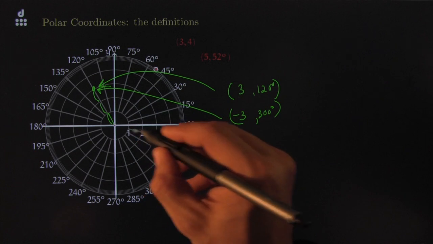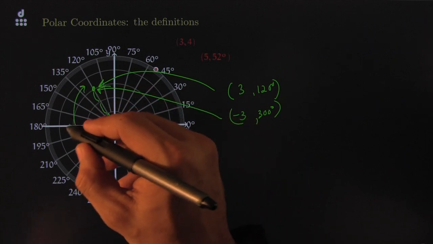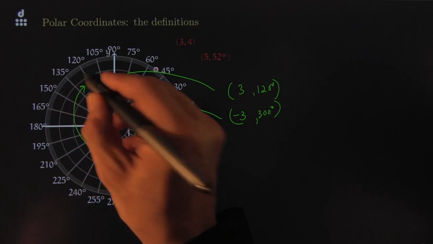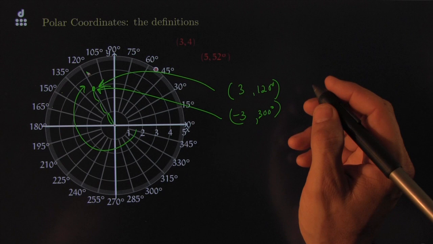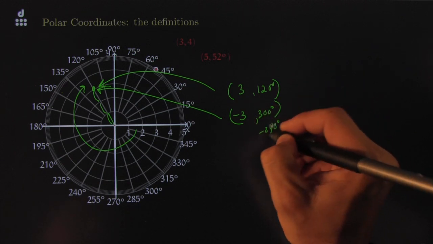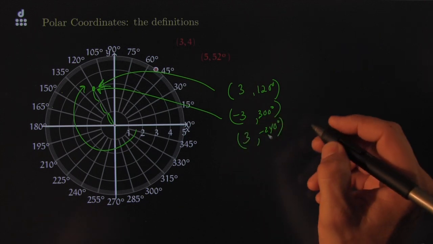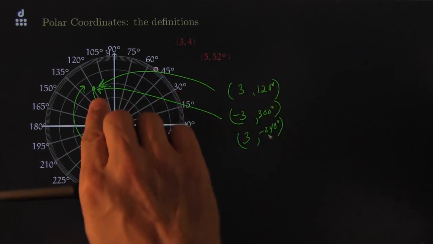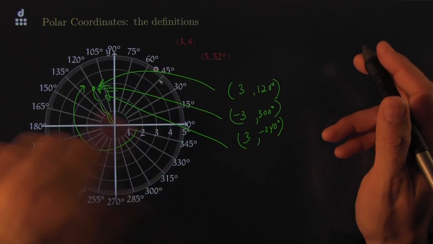And again, this would also work if you walk backwards. That would be 180 plus 30 plus 30 plus 30 plus 30. That would give you negative 240 degrees. And then of course, in that case, you walk forward once you're facing the -240 degrees direction. There you go, three different names for the same point.